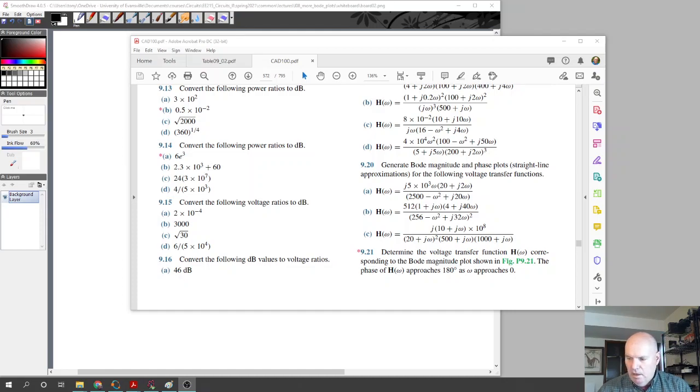Let's look at another example. This is a little bit different than the previous examples that we've looked at. In the previous examples, we've done circuit analysis to come up with a frequency response, or we've been given the mathematical expression for the frequency response and been asked to come up with the Bode magnitude plot. In this problem, we're going to take a look at problem 9.21 here.